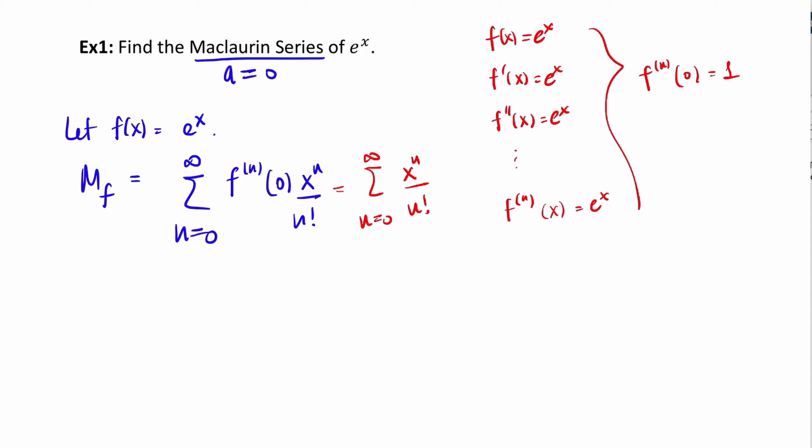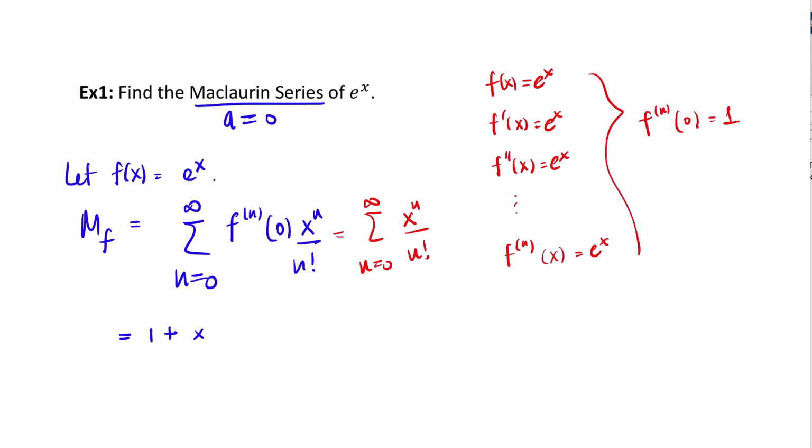Let me show you what I mean by this. This is equal to, when n is equal to 0, you get 1. When n is equal to 1, you get plus x over 1. When n is equal to 2, you get plus x squared over 2 factorial. When n is equal to 3, you get plus x cubed over 3 factorial, and so on, all the way to infinity.